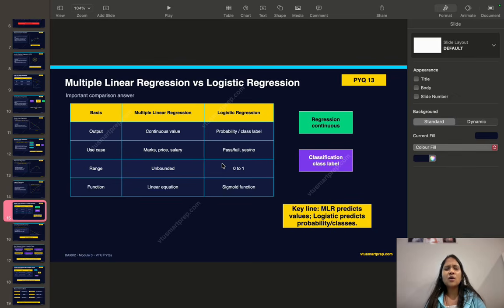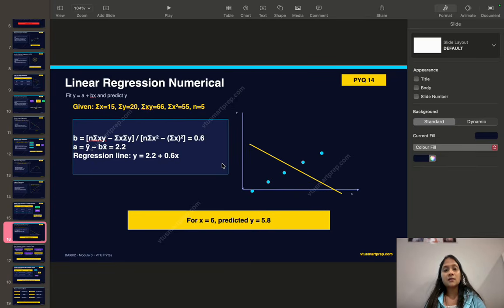If you want, I will try to share this PPT also on the website if possible. I'm not sure, or else you can just take a screenshot of it, so that at the last moment if you just refer to the slides, these keywords, you will be able to write the points in sentences.